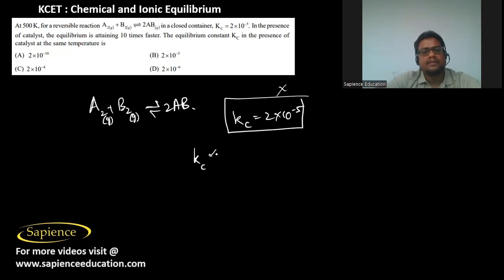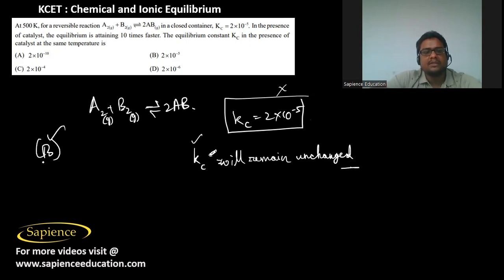So it means the equilibrium constant in the presence of catalyst at the same temperature will remain unchanged. So the Kc value will remain unchanged. So the same value will come, which is 2 into 10 power minus 5 only. So option B is the correct answer.